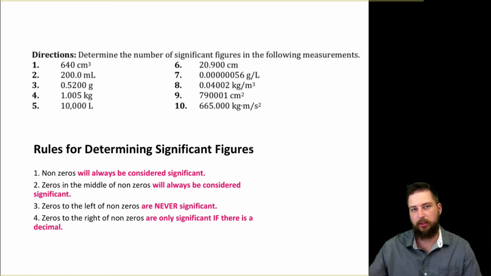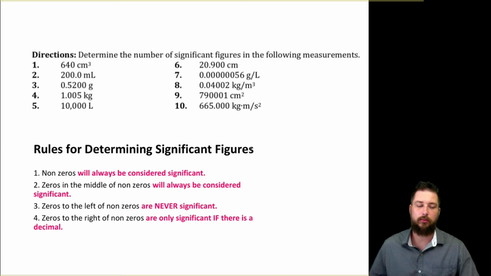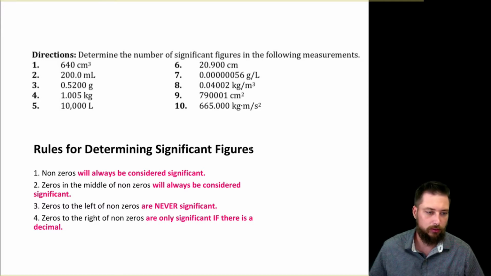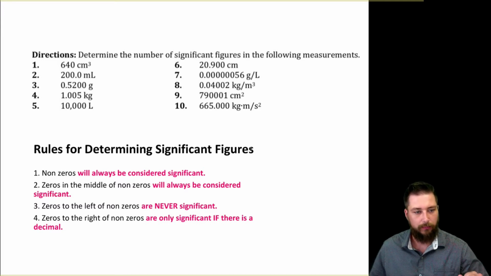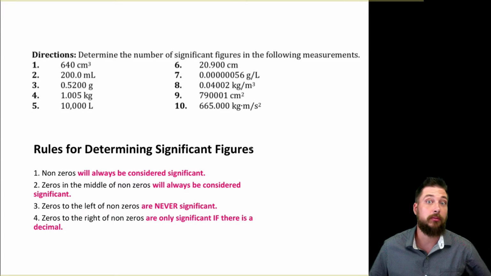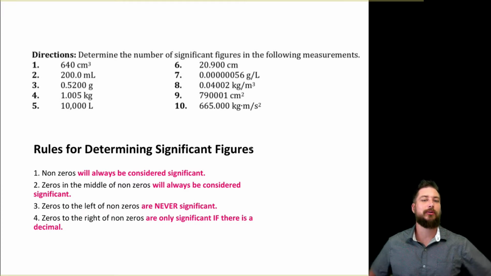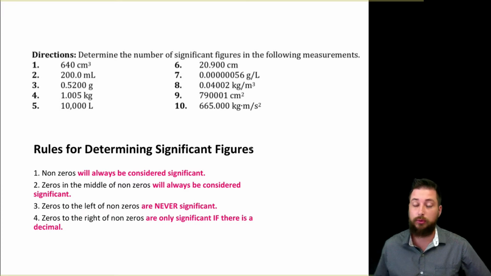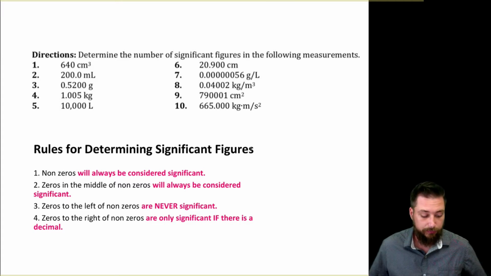Okay, so let's go ahead and go through these practice problems here. And what we're going to do is talk about how we can determine the number of significant figures each number has. And so you can see that I have the rules listed below there. And we're going to go through this together.